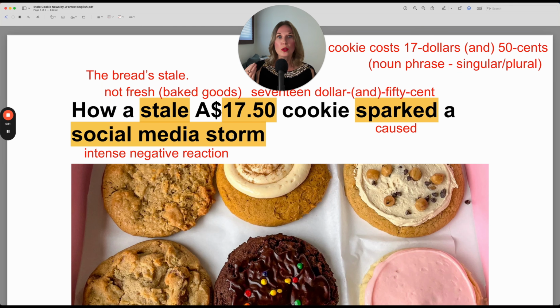Now, what is a social media storm? Well, just think about the word storm and try to get an image of what happens when a storm happens. It can be very intense. It can happen suddenly, and most people associate it with something negative. So a social media storm is an intense, strong, negative reaction. So you can understand just from this headline that there's some controversy. Something happened with this $17 cookie, $17.50 cookie to be exact.